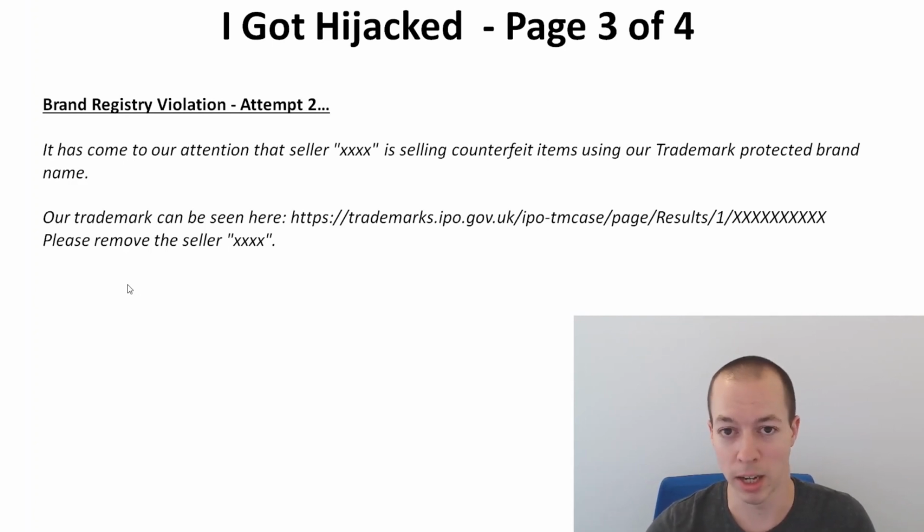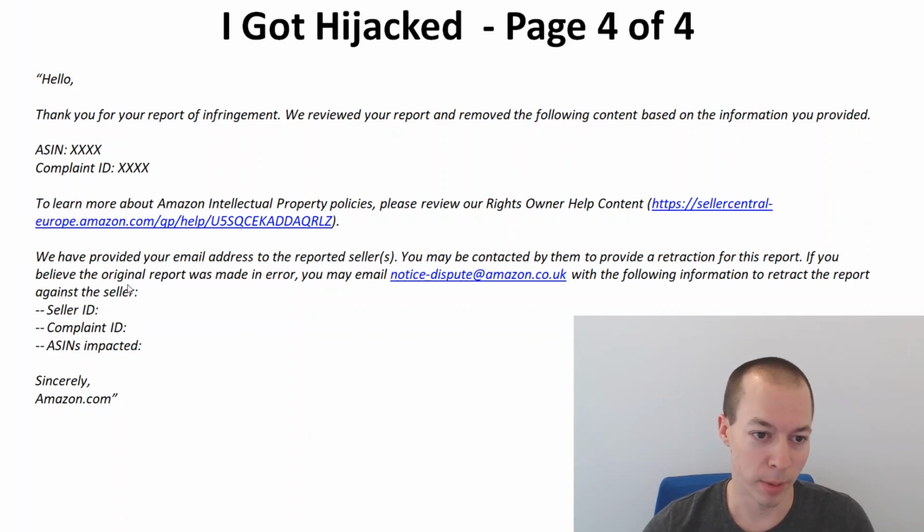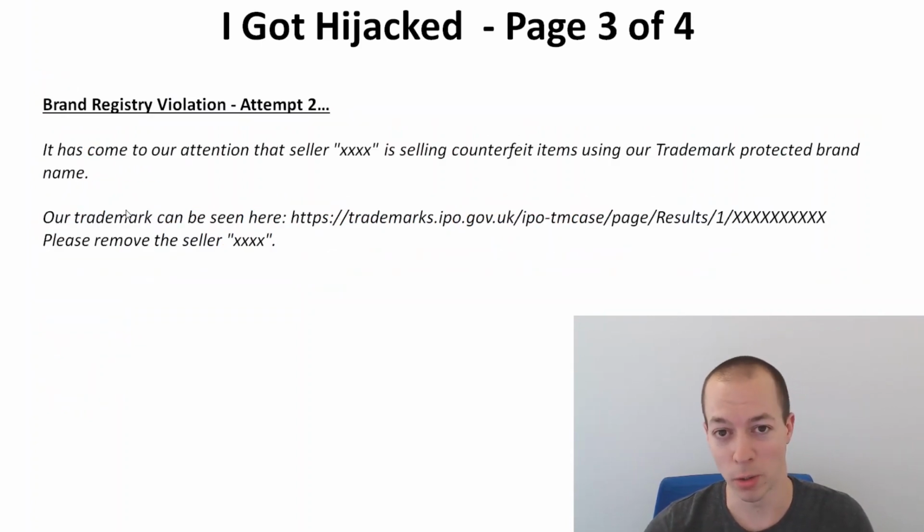And then I include a link to our trademark so that, again, box ticking, straight away they can click there and say, yes, this is a valid trademark, even though they've got all the records, everything's on record anyway. Just make it as easy as possible. Please remove the seller. And then after about 10 minutes, I got that thank you. We reviewed your report and removed the following content. So thankfully that worked, and that is the text you want to use if you're brand registered and want to get a hijacker removed. I used it successfully, and someone else I gave the text to used it successfully as well.